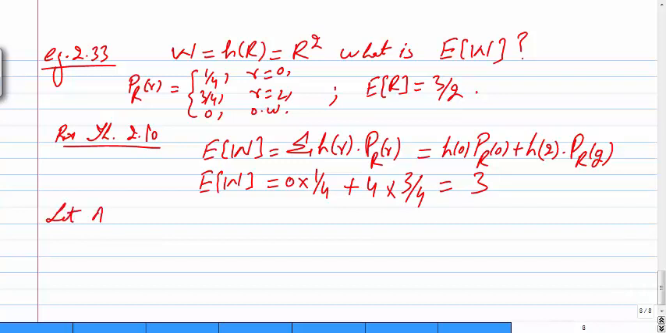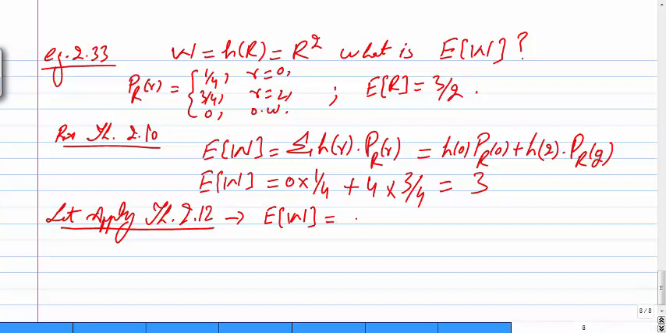Now let's apply theorem 2.12. This is important to note. When we do that, the expected value of R squared would be, as you know the expected value of R is 3/2, squared, so it becomes 9/4, which is not equal to the expected value of W.